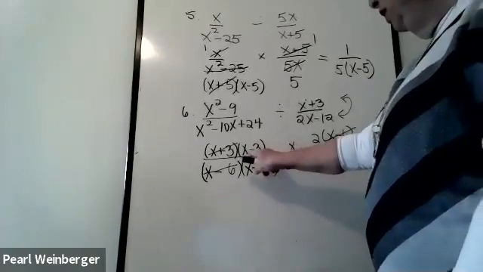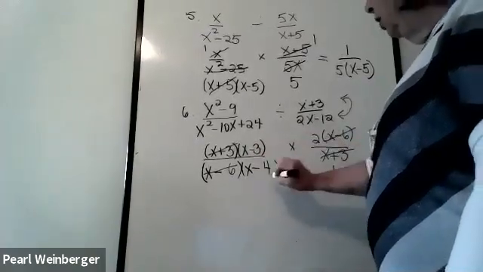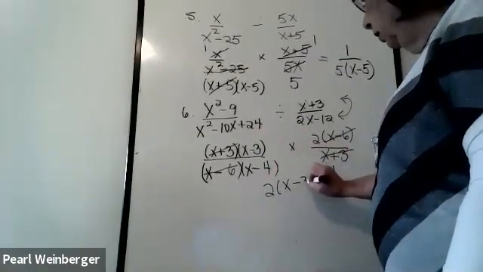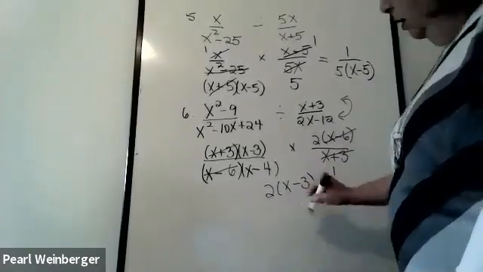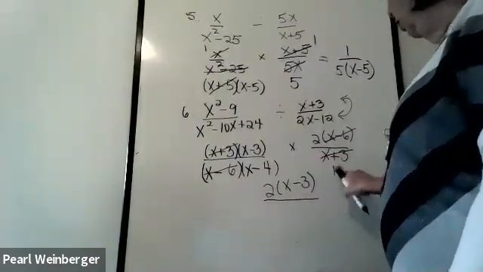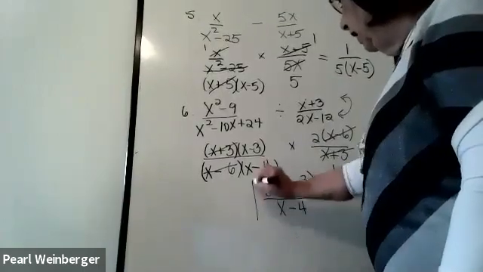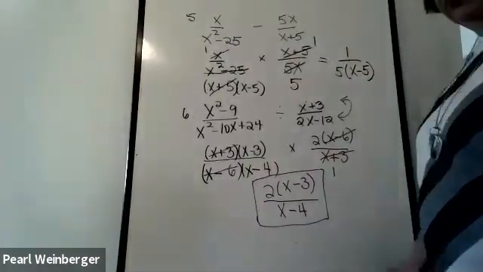Let's see what I'm left with. In the numerator, I have an x minus 3 times a 2. Remember, I like to put the monomial first. I don't have to multiply that. I can leave it in factor form. And in the denominator, I have an x minus 4 and a 1, which is just x minus 4. And that would be your answer in simplest form to this example.